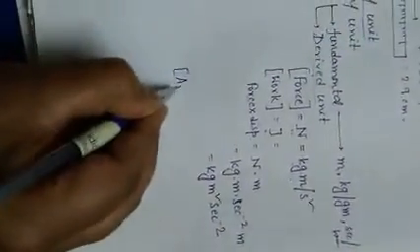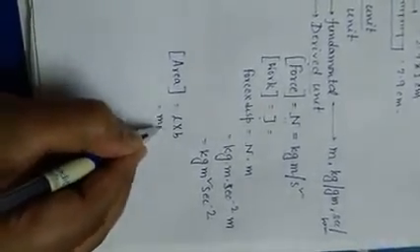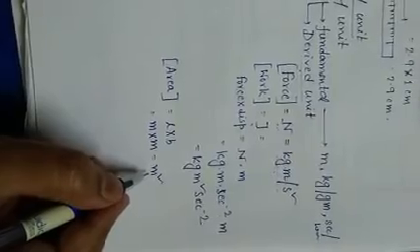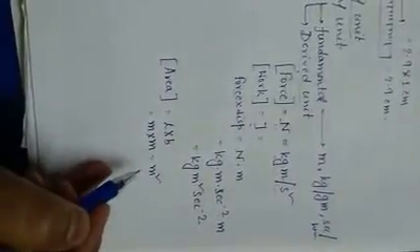Even if you talk about, this is very simple, area. Area means length into breadth. So the unit of length, that is meter, and the unit of breadth, that is also meter. So meter square. This is also a derived unit, because this is not meter, this is meter square. So all these are derived units.